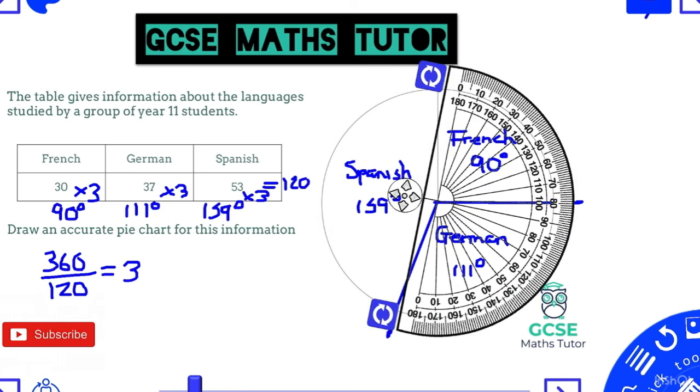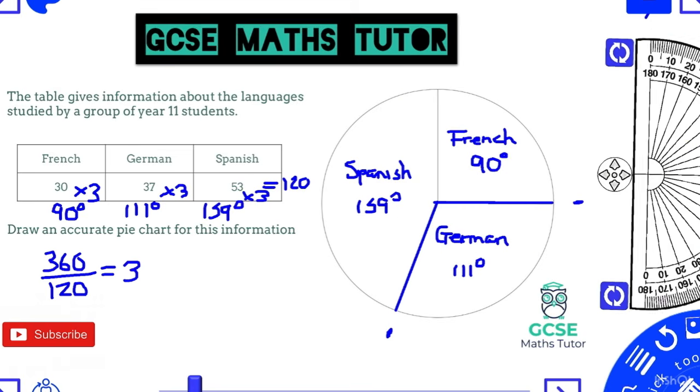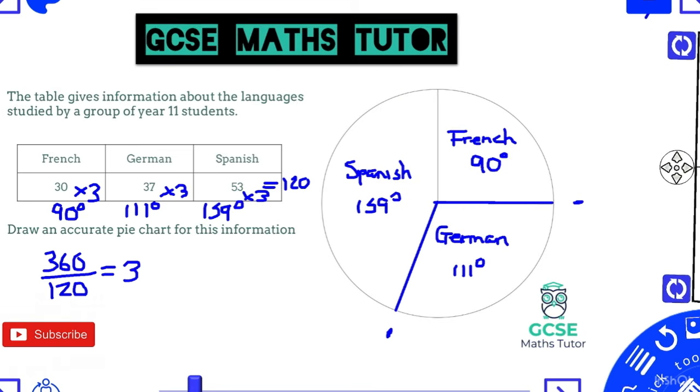So I'm happy with that. It's an accurate pie chart. All of the angles match up to what I wanted them to. And there we go, there's your pie chart. Okay, so that's how you go about drawing it. That's how you get the angles.